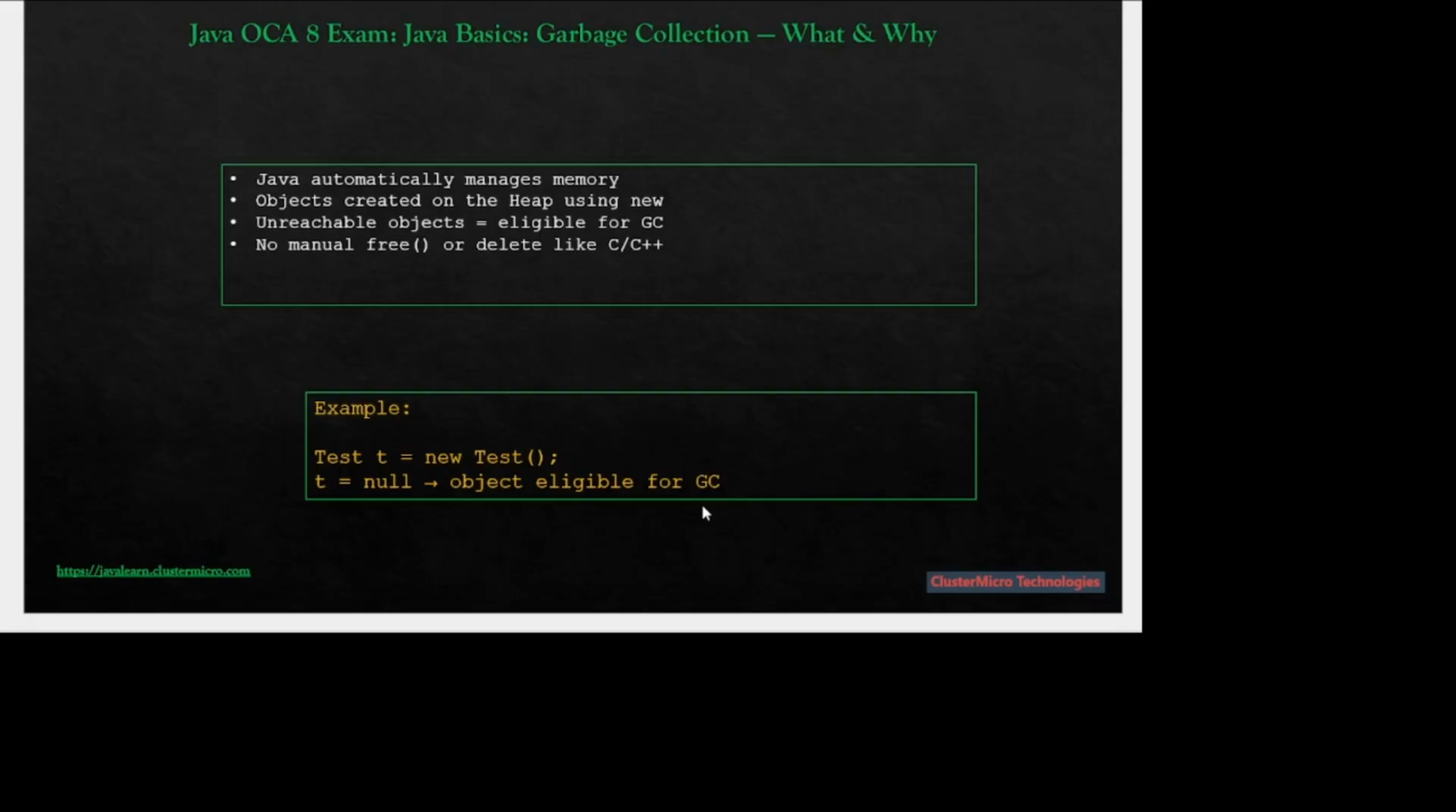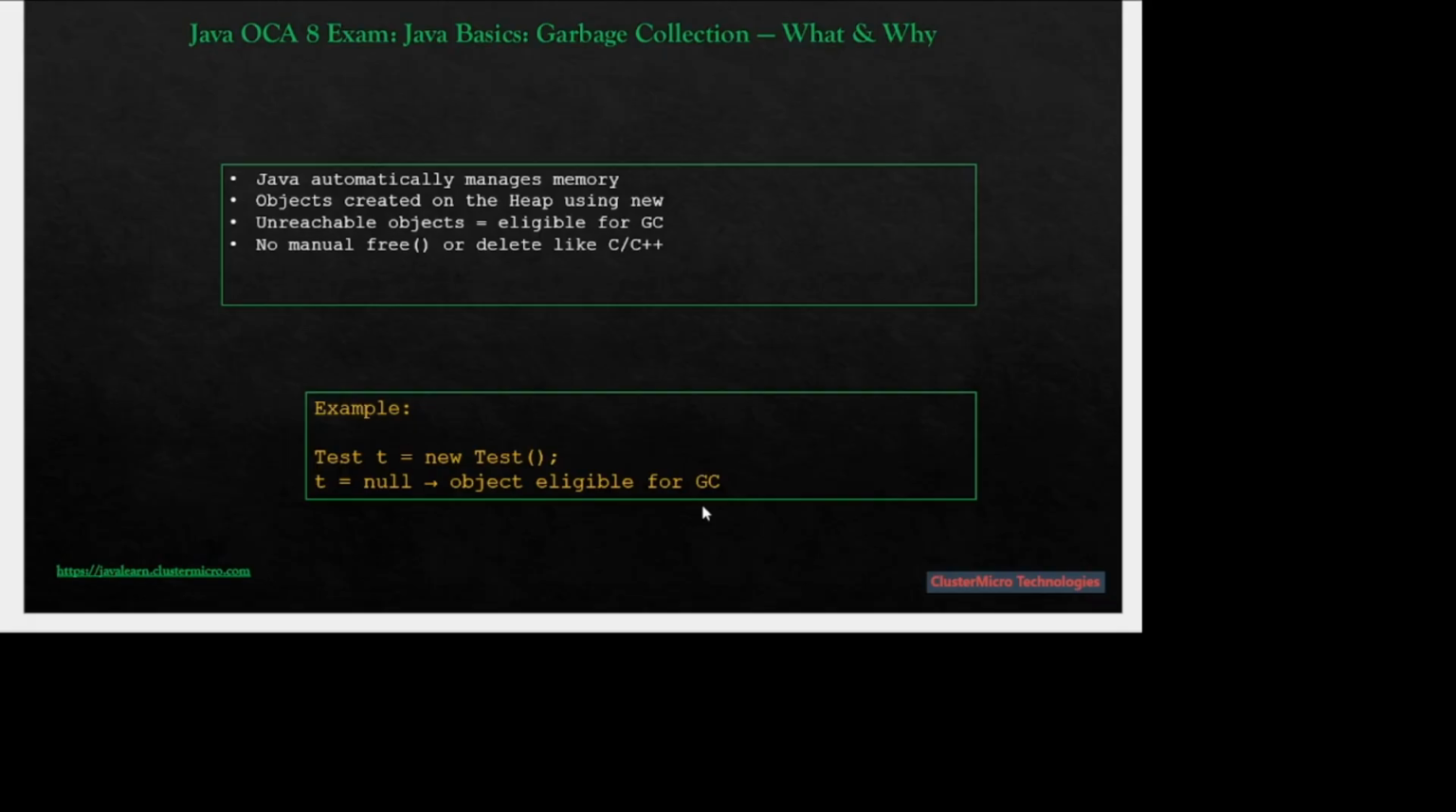Let me show you a simple example. Test t is equal to new Test, right? And then t, that particular variable which is pointing to that particular object of Test, is now assigned null. So the object now becomes eligible for garbage collection. Line 1 creates a Test object and t points to it, line 2 sets t to null. So now nobody is pointing to that object that was created in the first line. It's floating in memory with no reference.